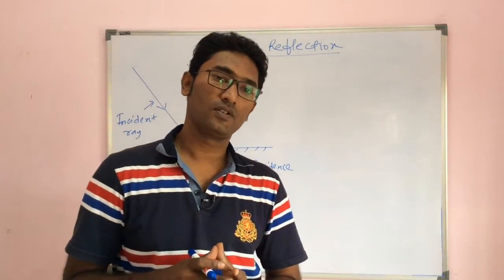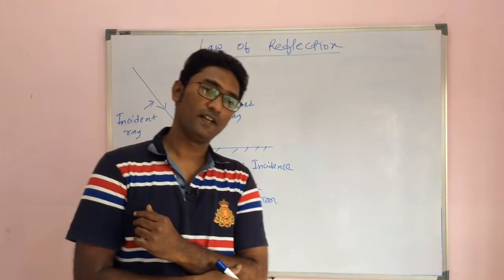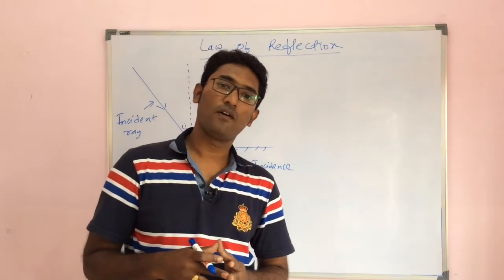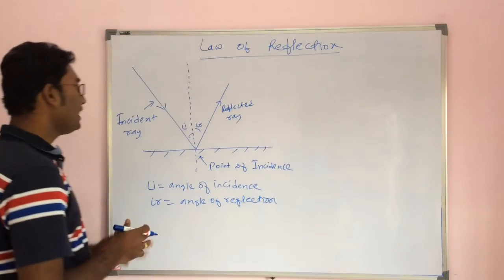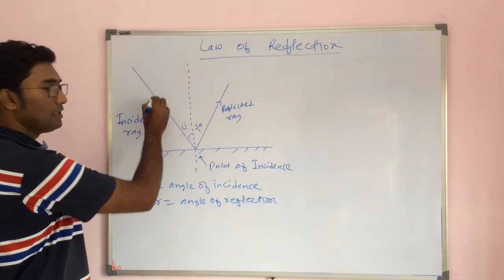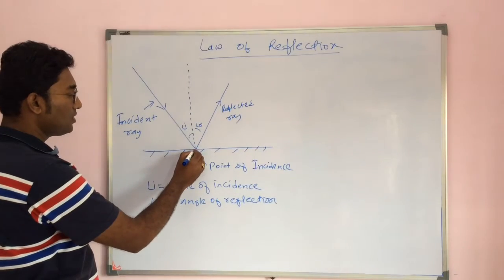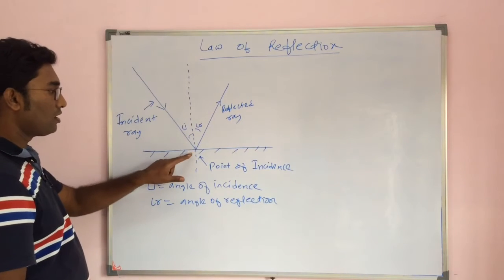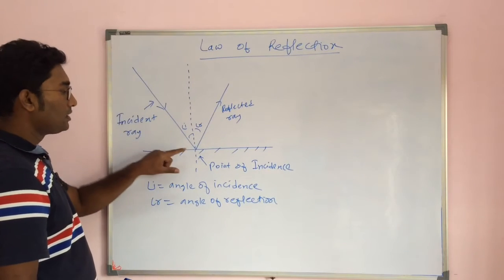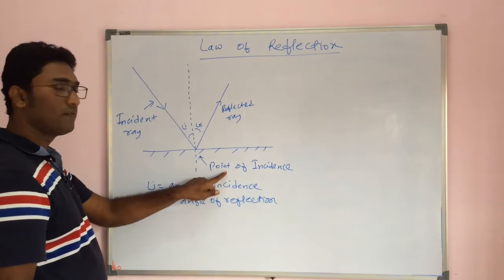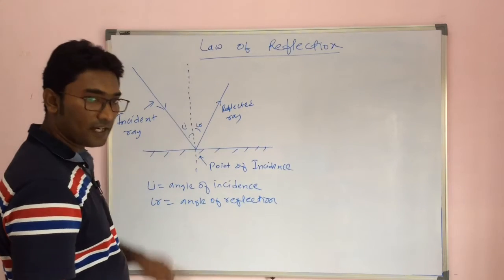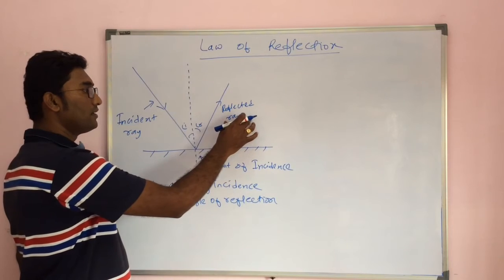Now we will see what the law of reflection of light is. We have already seen what reflection is: a bouncing of light from any surface. So let us see the law of reflection. If you consider a single ray of light falling on a certain surface, the ray falling on a certain point is called the incident ray. The point at which the light is falling is called the point of incidence, and it gets reflected, and the ray which bounces from the surface is called the reflected ray.